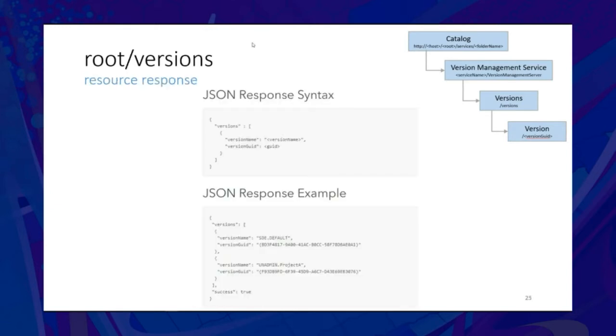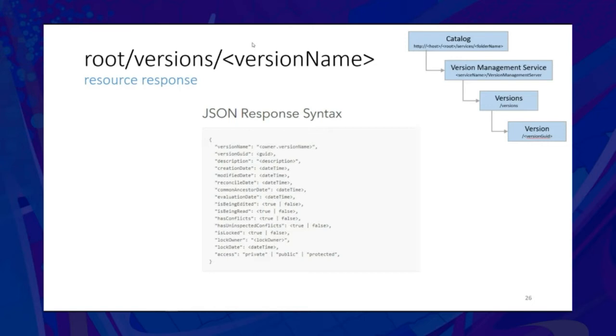When we look at the versions resource, if you probe a versions resource for its metadata, what it will do is return back to you a list of all the versions, essentially tuples of the version name, as well as the GUID representing that version. So in the response example at the bottom, we see the default version along with its GUID that begins with BD3F. Then there's also another version apparently in this example called Project A, and it has a different version GUID. And these version GUIDs are what you will use when issuing your URL requests to the version management server.